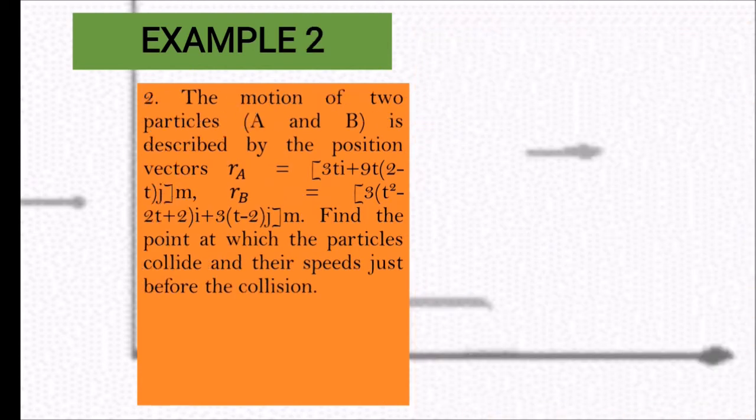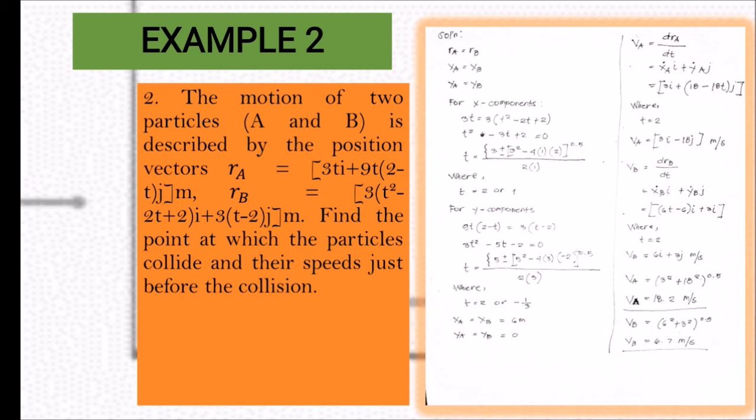Okay, next for our example number 2. The motion of two particles A and B is described by the position vectors r sub A is equal to 3ti plus 9t times 2 minus tj meter, and r sub B is equal to 3 times t squared minus 2t plus 2 times i plus 3 times t minus 2 times j meter. So then, we'll find the point at which the particles collide and their speeds just before the collision.